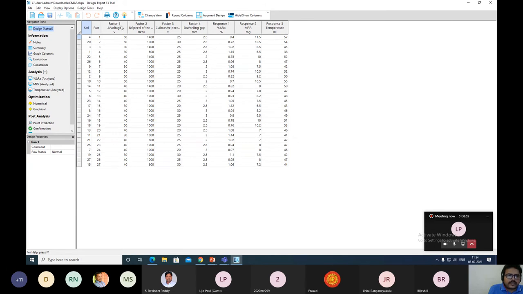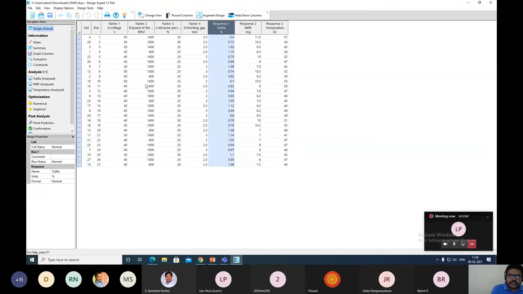So I have four factors, and three levels. Here you can see abrasive percentage 25, 30, and 20; working gap 2.5, 2, and 3; and another parameter, speed, 1400 RPM, 1000 RPM, and 600 RPM. If you perform a full factorial without DOE, you will get 3 to the power of 4, a total of 81 experiments. Whereas here I got only 27 experiments because I used the RSM Box-Behnken method. And in these 27 experiments, 4 experiments are repeated in order to have replication and repeatability.